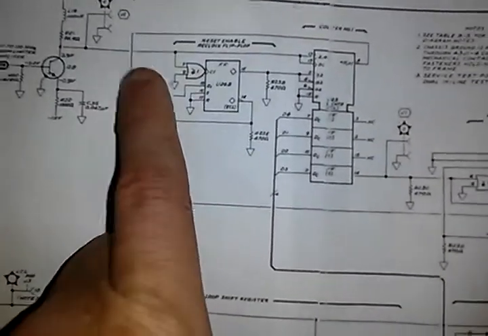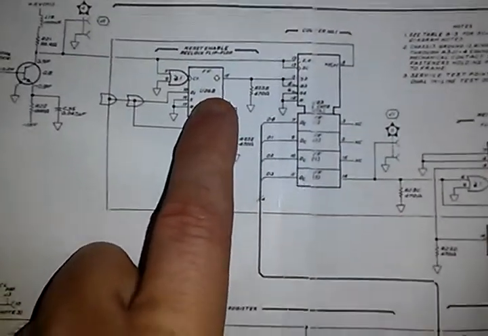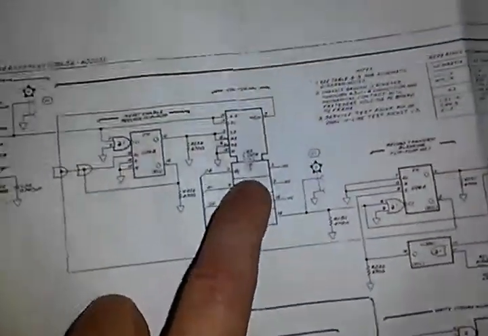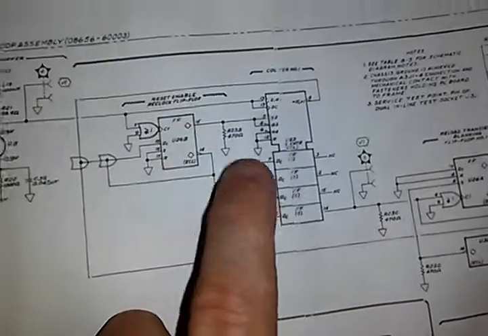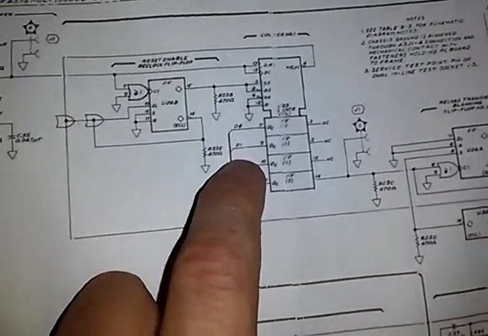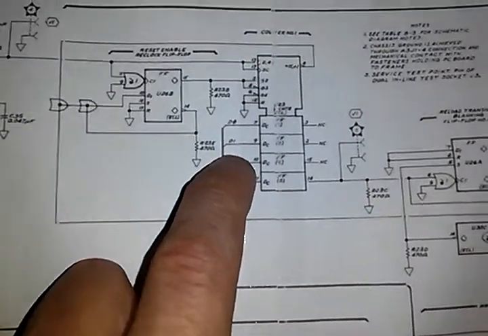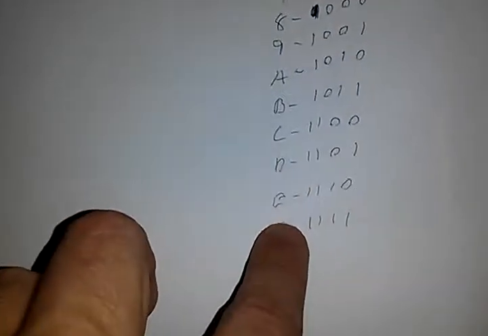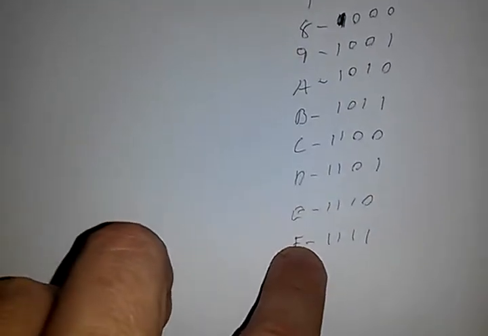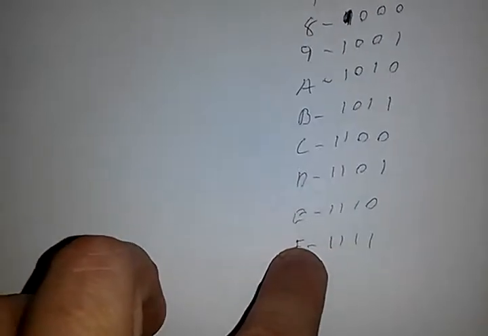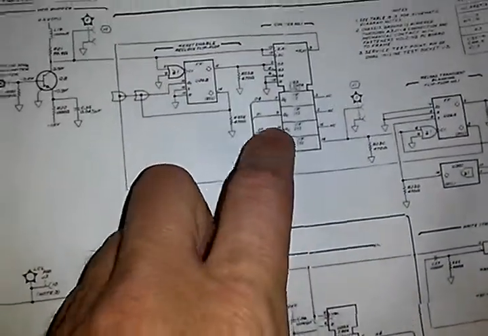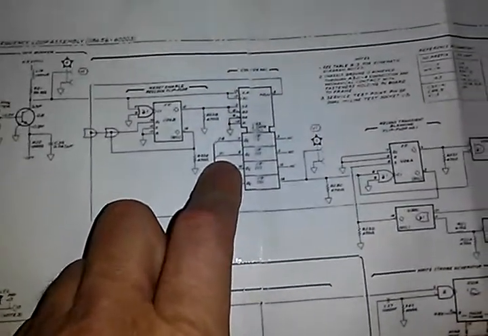And what will happen on the next clock when it goes through this latch, this will go low and then load back in what is on this data bus here. So in effect, every time it reaches a terminal count of 1111, which is F, it will reload what is on this data bus.